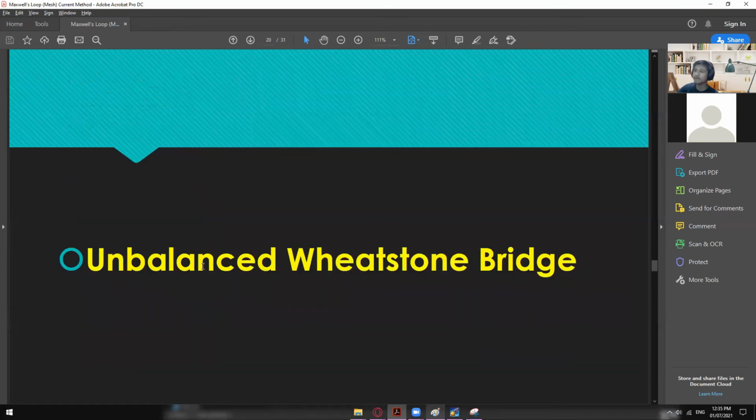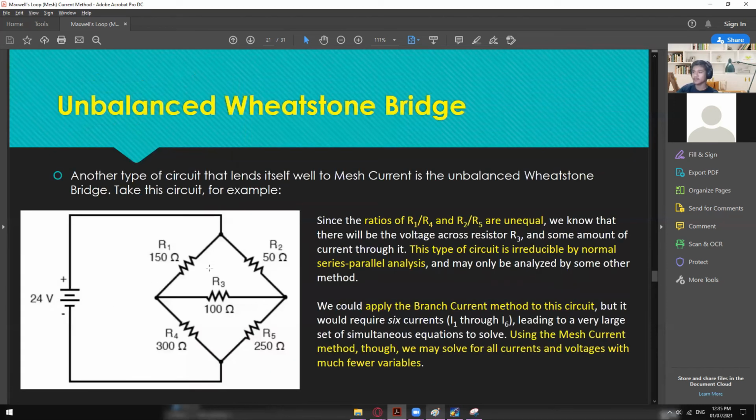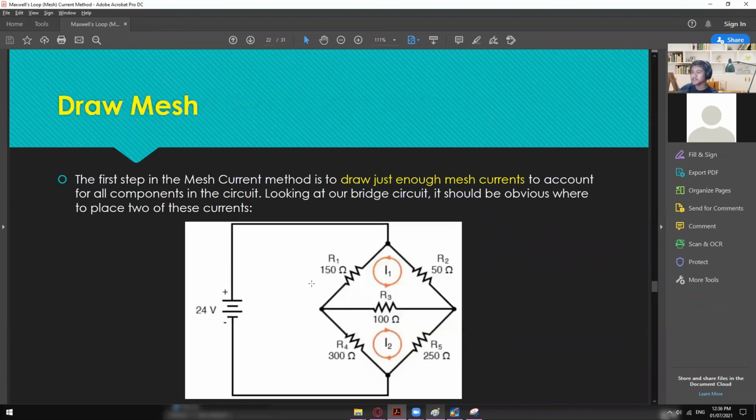So we have another example right here, which is the unbalanced Wheatstone bridge. Okay, so we have this circuit right here, wherein R1 is in parallel with R4, R2 is in parallel with R5, and then what else? After solving those, you can now have a series connection with R3. But of course, we cannot do that easily, since this cannot be solved using Ohm's law alone. So in here, we have to apply either Kirchhoff's law or mesh current analysis. But of course, the easiest one is always the mesh current analysis.